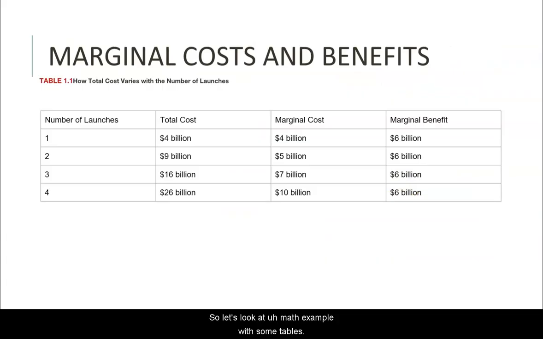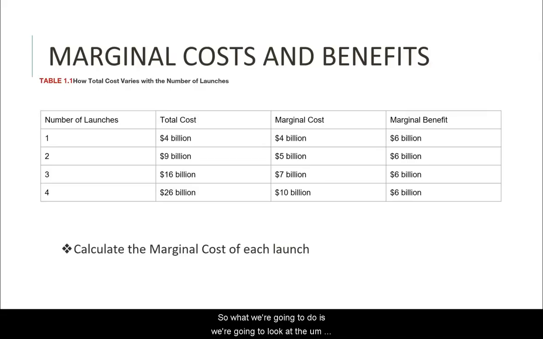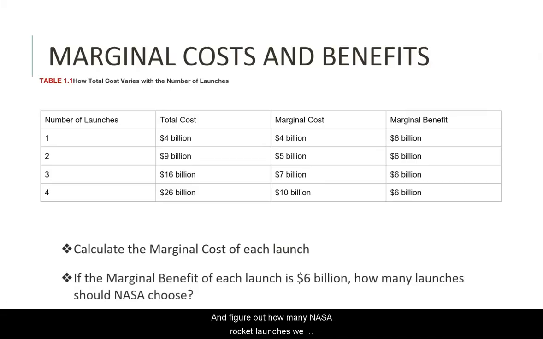So let's look at a math example with some tables. What we're going to do is look at the marginal cost of each launch and figure out how many NASA rocket launches we should have in this scenario. Okay, so in this case, we're going to have a marginal benefit of $6 billion per launch. That means for each rocket that goes up into space, society or the government or NASA or whatever has this $6 billion of benefit from whatever we get from this. Sometimes this is going to be constant. So in this case, every launch gives us that same benefit. Sometimes it's going to be increasing or decreasing depending on the situation we are talking about.